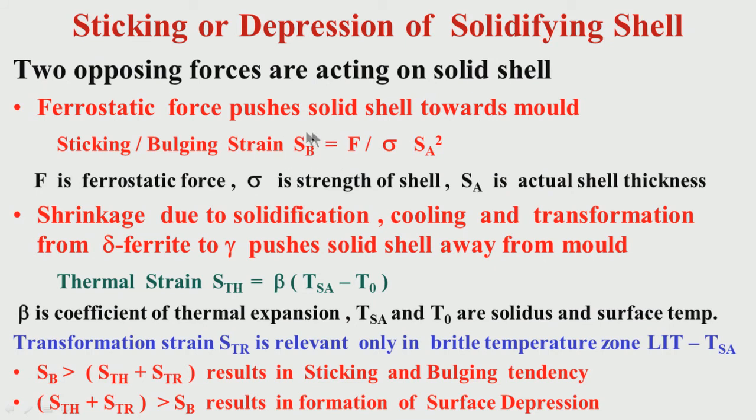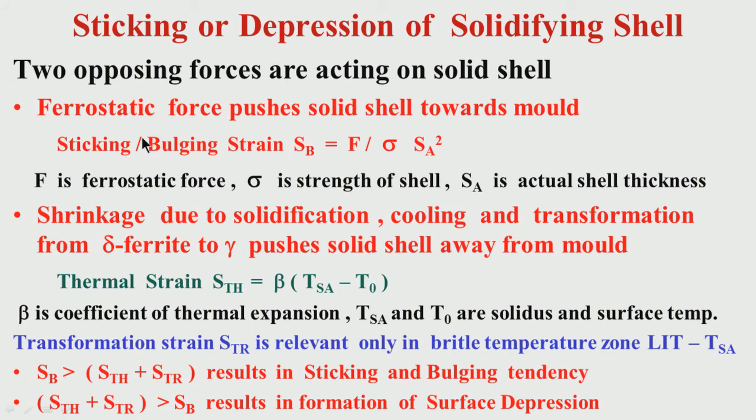It is this SB, if we call it the bulging strain SB, it is equal to the ferrostatic force divided by the strength of the shell into the actual shell thickness into square. I have told you that this solid shell strength is very important. This rho is the strength of the shell. This will try to resist the strain of ferrostatic force. So higher this value, thicker is the shell, more the solid shell can resist.